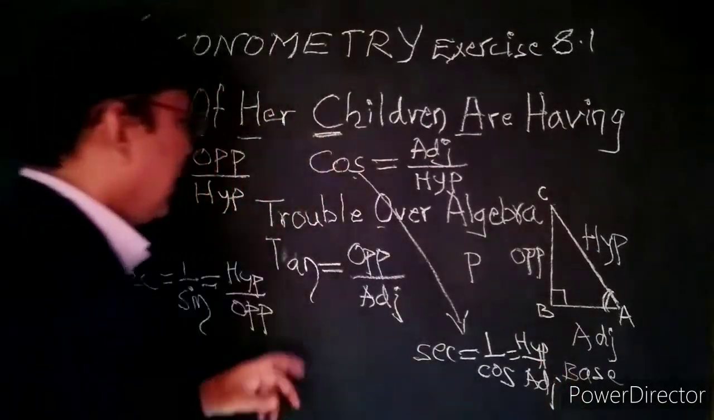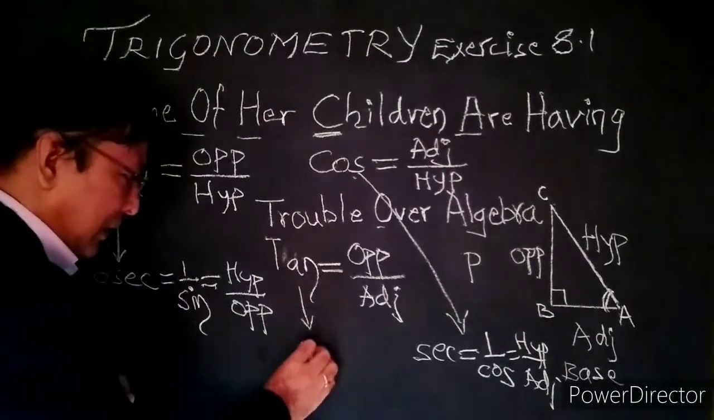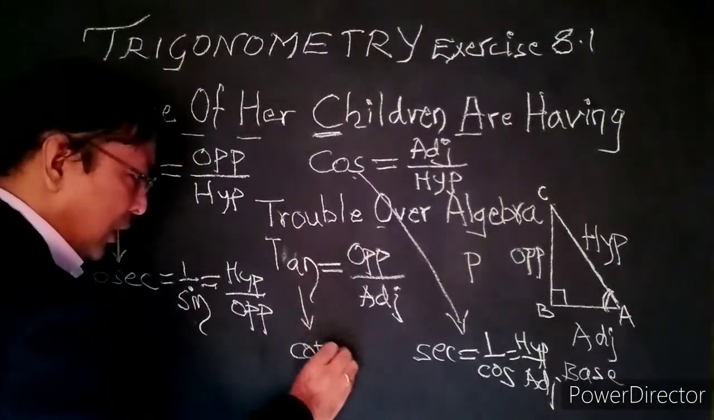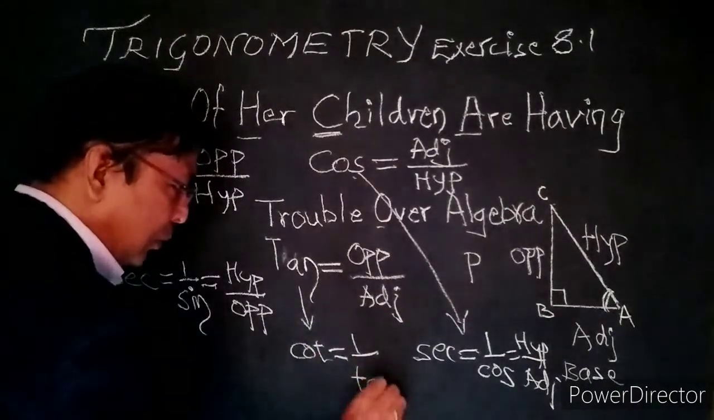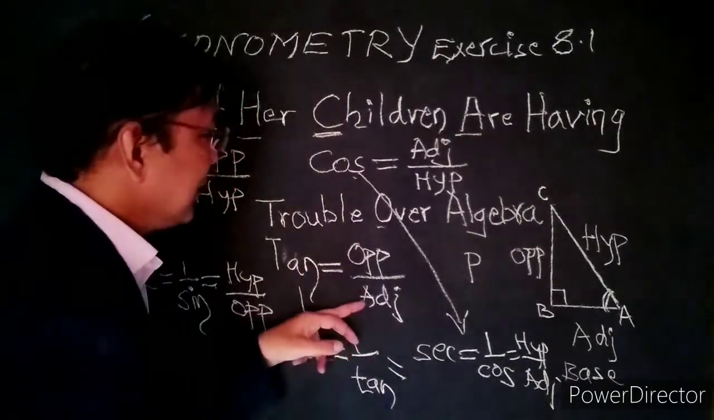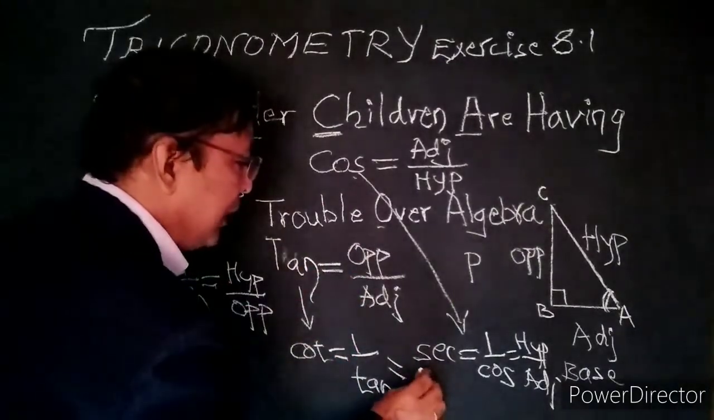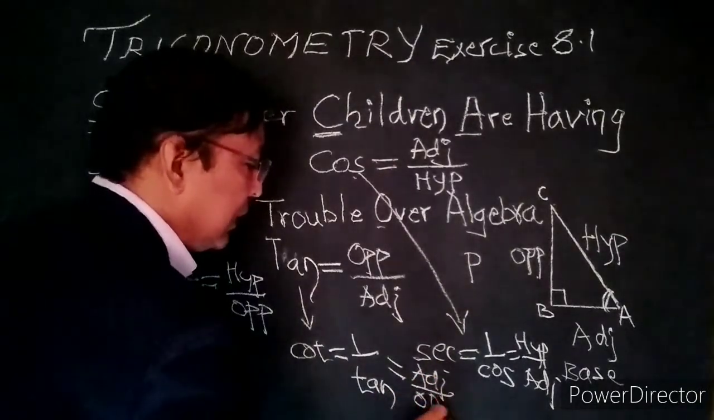And the last ratio we can obtain by inverting tan. That ratio is called the cot ratio. Cot is nothing but 1 upon tan. We have to invert tan. Tan is opposite upon adjacent side. We have to invert it, that means adjacent side divided by opposite side.